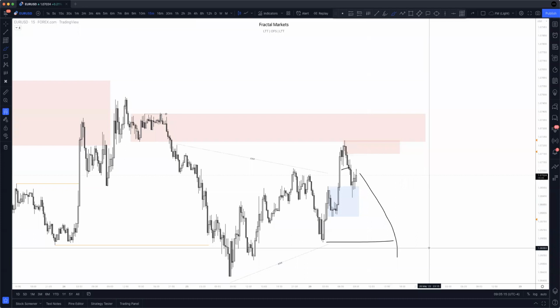So just remember what you need to see, right? In order for a strong level to be present in the market.